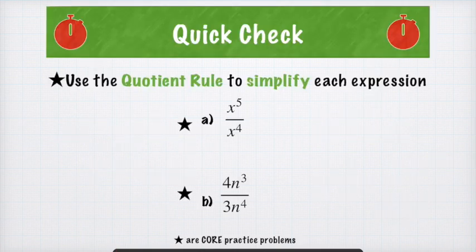Now let's do a quick check. What I want you to do is use the quotient rule to simplify these two expressions. It shouldn't be too bad. This one will be a fun one. Here, I'll circle him. This guy will be fun. It'll have a negative one, so be careful with him. But otherwise, it'll be pretty easy. So I'll let you pause the video and take a crack at it.